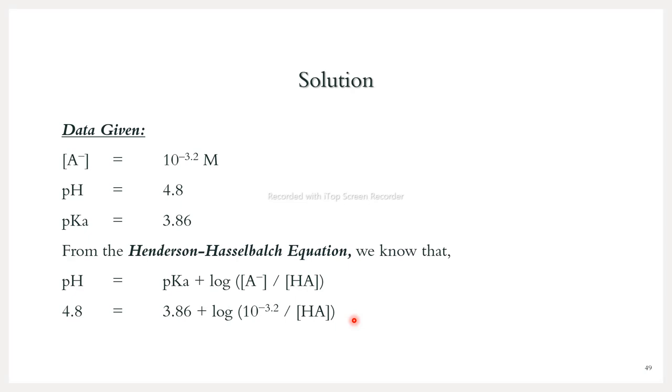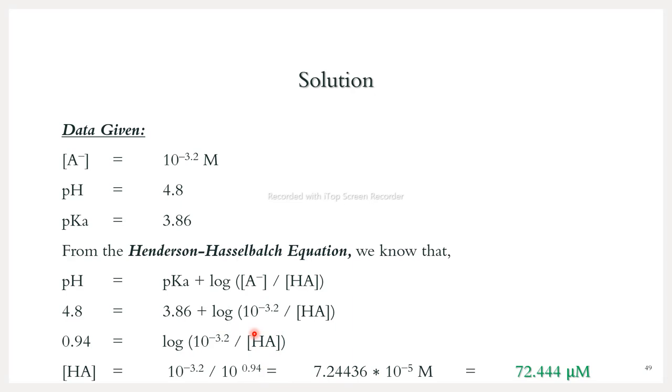Okay, so you take this 3.86 to the left hand side. So 4.8 minus 3.86 becomes 0.94. And the log value is the same. Then the concentration of this HA, how is it coming? You see, log base 10 is there, right? So it is not e to the power 0.94, it is 10 to the power 0.94, equals whatever is inside the bracket. I hope you know the log thing. You studied log in your plus two level, I think. So you understand this thing.